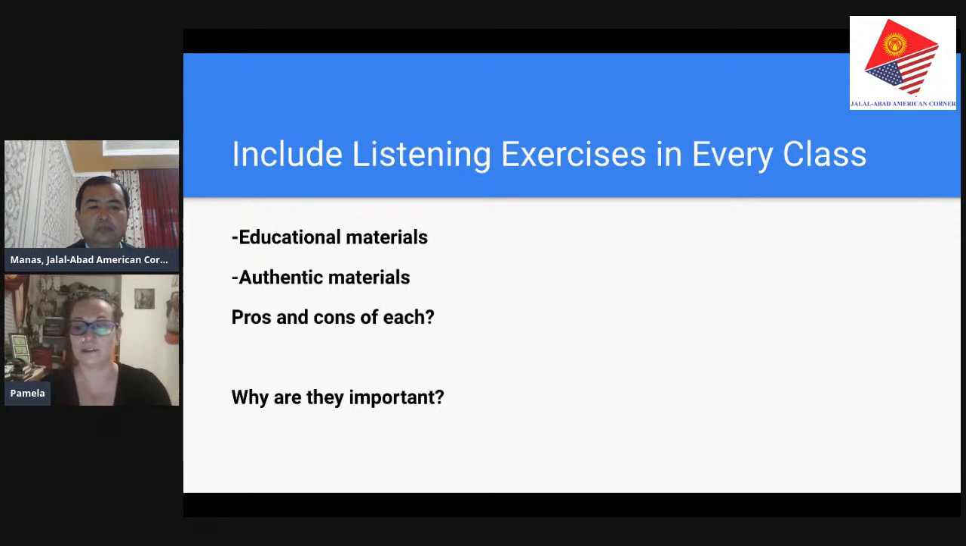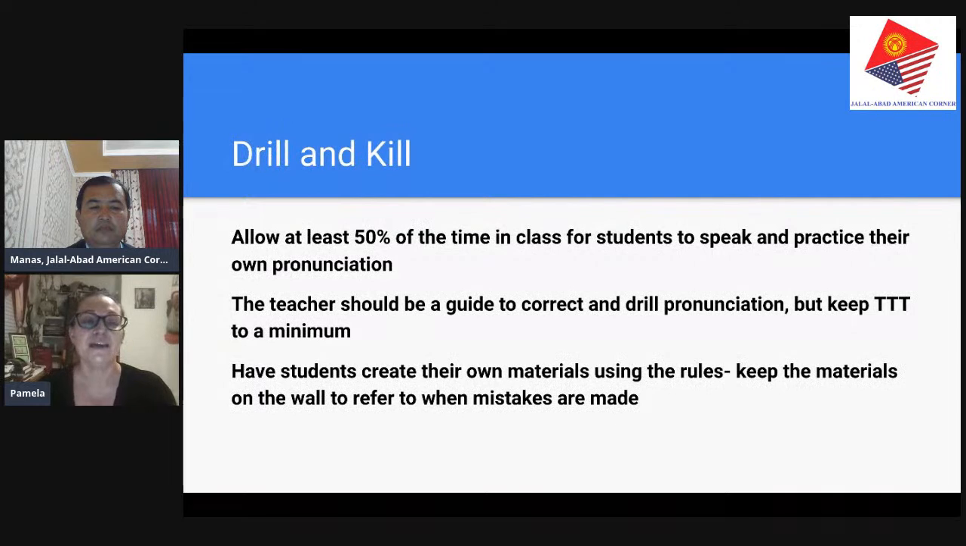If we always want to get better at something, right? So, drilling. At least 50% of the time in class, during a speaking lesson, students should speak and practice their own pronunciation. You don't want to be explaining things or giving examples the whole time. They need to practice it on their own so it feels natural. Also, it becomes muscle memory in the mouth. They actually need to practice with the mouth.